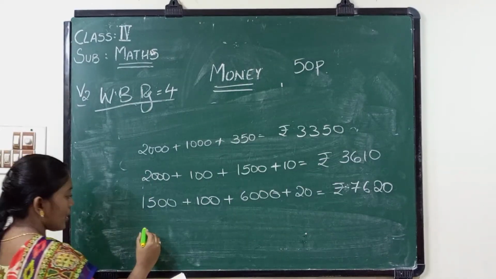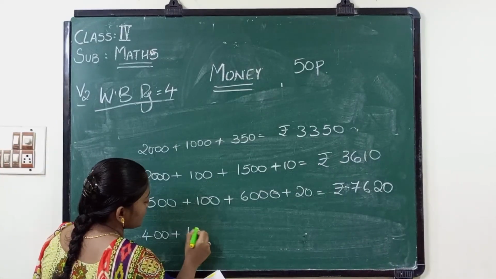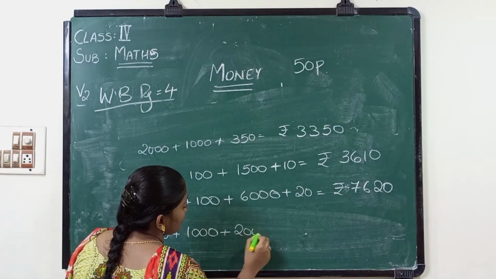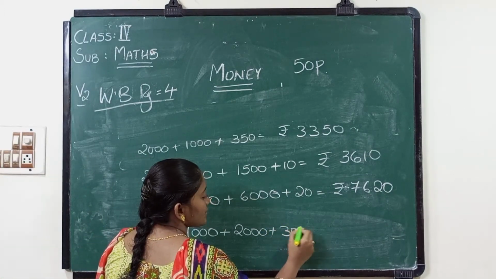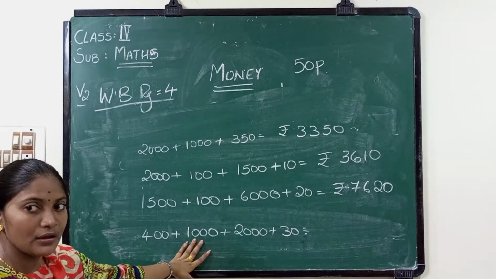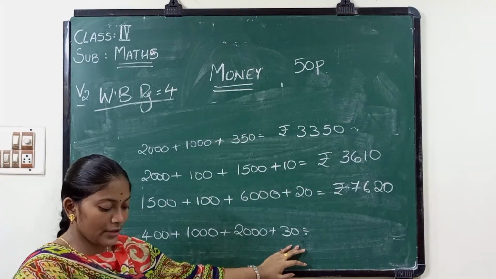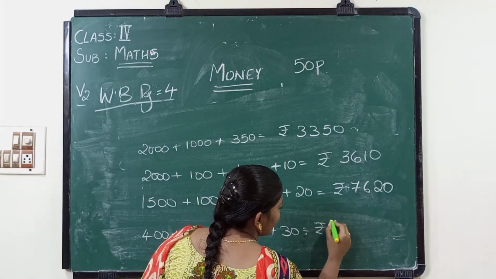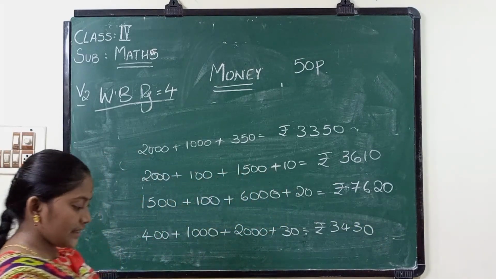Last one. 400 rupees plus 1000 rupees plus again a 2000 rupee note plus 3 ten rupee coins, that means 30 rupees. 400 plus 1000 is 1400. 1400 plus 2000 is 3400. 3400 plus 30 rupees, 3430 rupees. Now all of you turn the page.